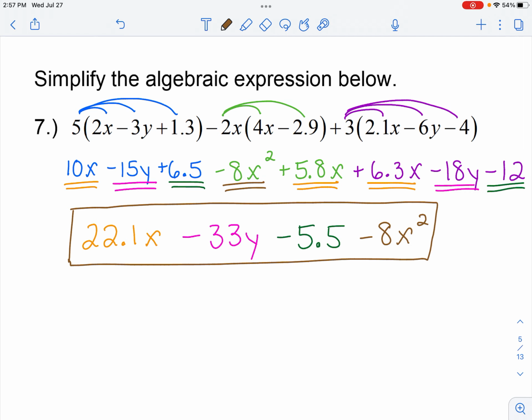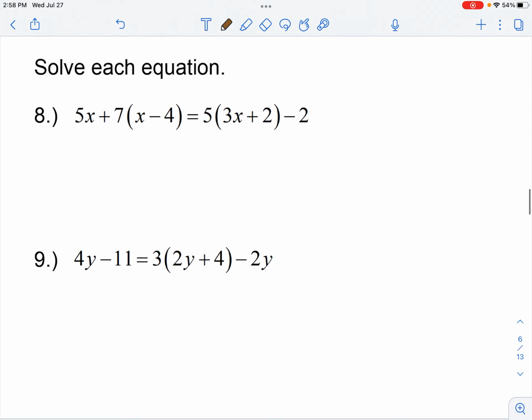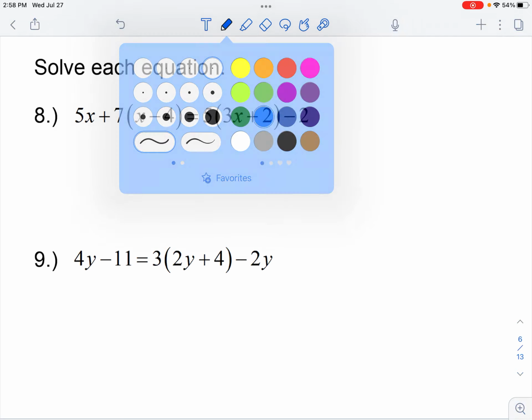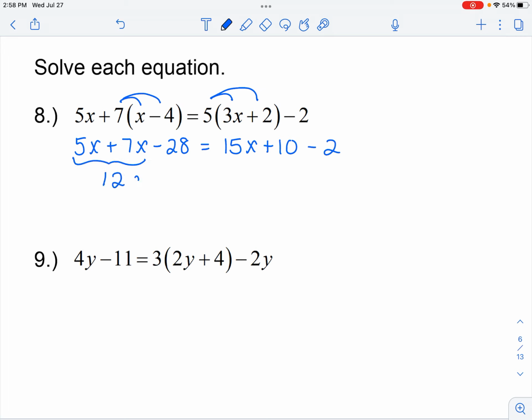Now, simplifying algebraic expressions leads right into solving equations. So let's take a look at solving some single variable equations. We're going to solve each of these equations. Now, they look pretty complicated, but they're not going to be too bad because they are all single variable equations. Taking a look at the first one, step 1, get rid of the parentheses. So I'm going to have 5x plus 7x minus 28 equals, I'm going to distribute the 5 to get 15x plus 10 minus 2. All right, so then from there on the left, combine like terms to get 12x minus 28 is equal to 15x and then plus 8.